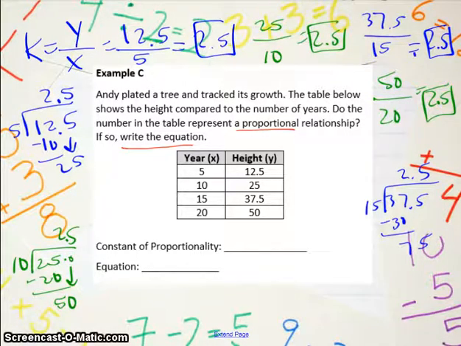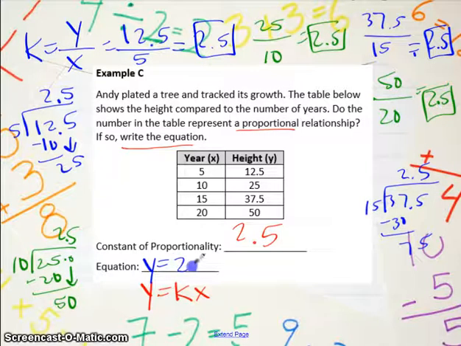Okay, so my constant of proportionality, each time I divided my y and my x, it gave me 2.5. I got to write my equation. Remember, my equation says y equals my constant of proportionality k times x. So it is y equals 2.5 times x, and I'm done.